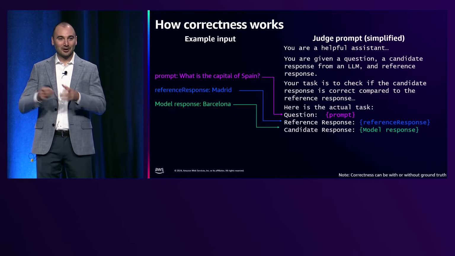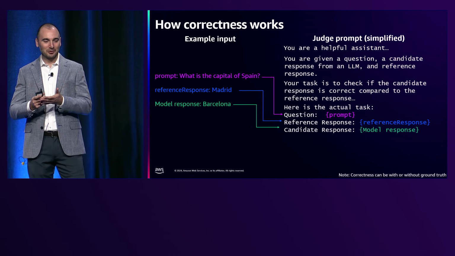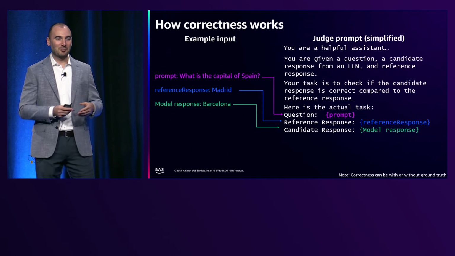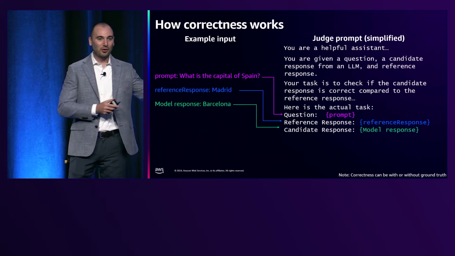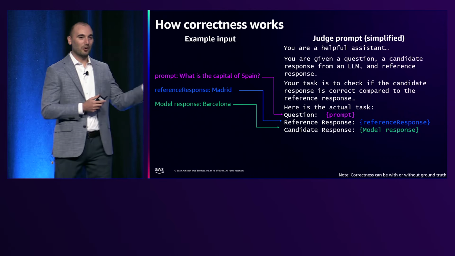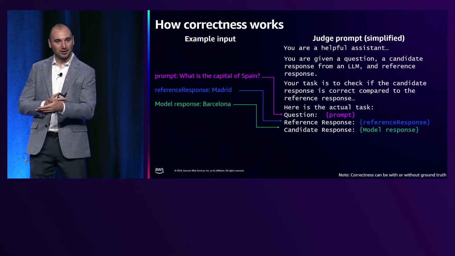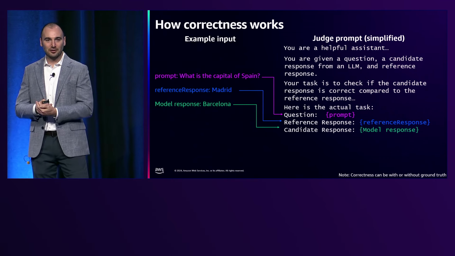Then, here's the actual task. The question, reference response, candidate response. And we basically inject what is from your data set, your prompt, and we pull that into the judge prompt with the inference that you got from your generator model. So all these things come together.